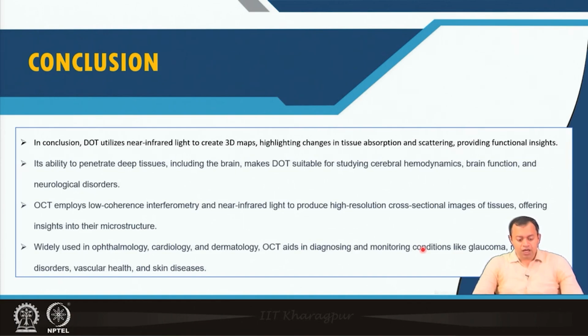So, DOT has the ability to penetrate deeper tissues, it's less harmful, and not just in the brain, it is used in ophthalmology, cardiology, dermatology: skin, heart, eyes. It also helps in diagnosing and monitoring conditions like glaucoma, problems in the eye, retinal disorders, vascular health, and skin diseases.